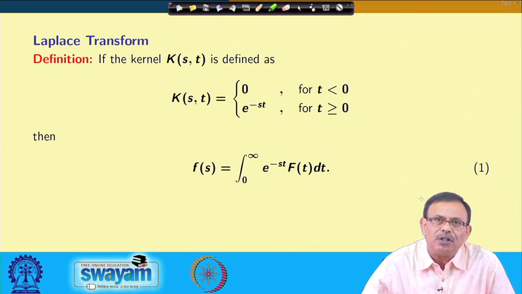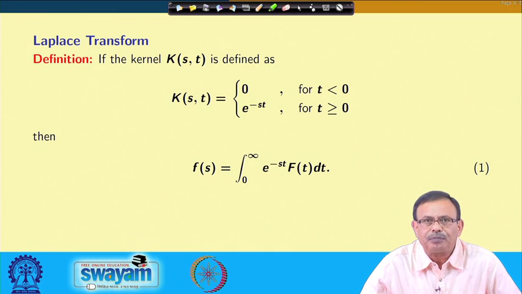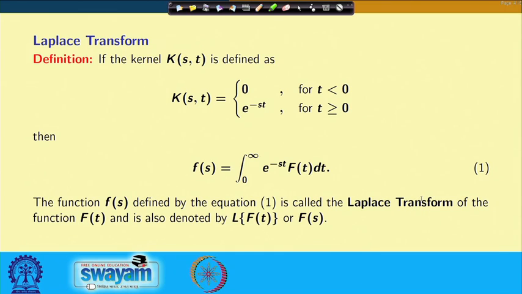So, please note this one, whenever we try to use the Laplace transform, the value of the independent variable t always will be lying from 0 to infinity, or in the positive side of this one. So, the function f(s) defined by equation 1 is called the Laplace transform of the function, and it is also denoted by Laplace transform of F(t), or small f(s), or the capital F(s).